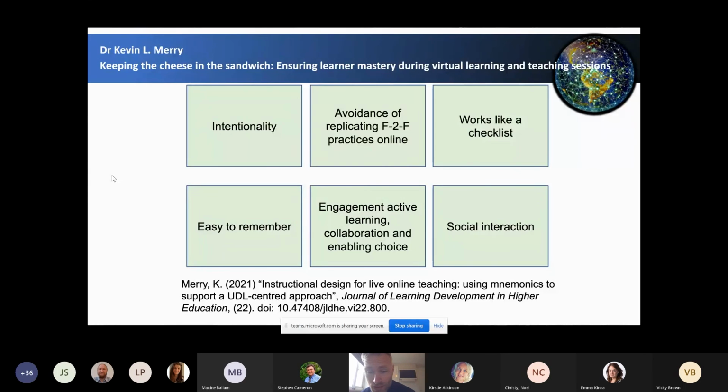Anybody that's interested in learning a little bit more about Patterns, there's a little reference at the bottom there from the Journal of Learning Development in Higher Education, the paper Instructional Design for Live Online Teaching: Using Mnemonics to Support a UDL-Centered Approach, which basically tells a more detailed story of this particular journey. And hopefully that's about 10 minutes, I think.